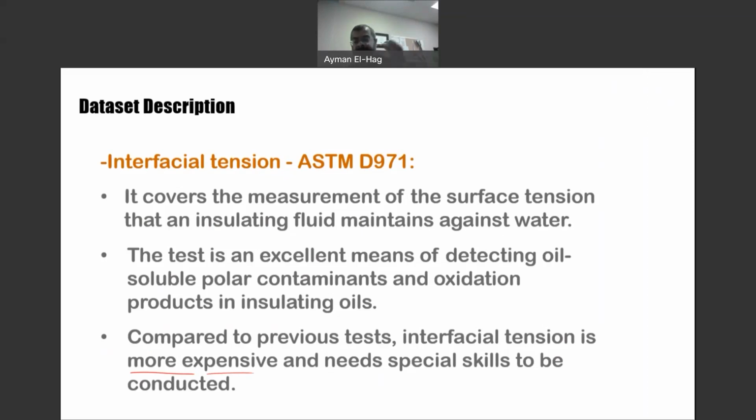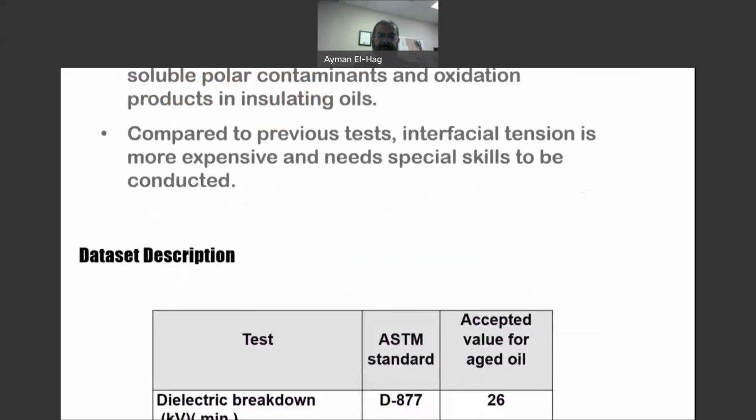While I was working at my transformer company, a long time ago, we used to do breakdown voltage, we used to do the color, we used to do the water content, but the interfacial tension, especially this one, we used to send to a lab to conduct it for us.